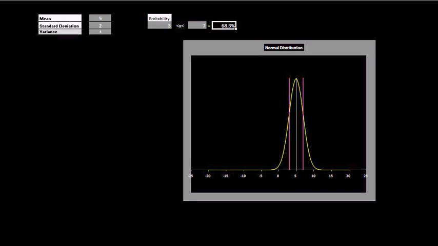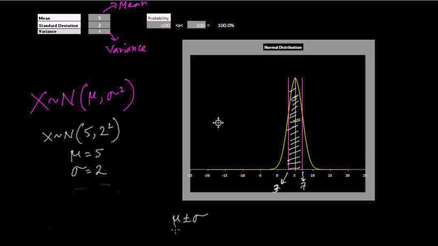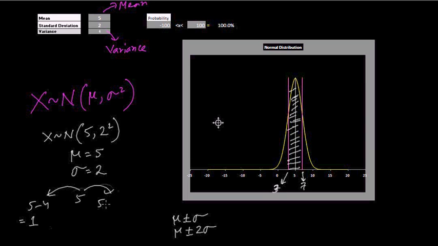Then if we talk about 2 steps, it will be mu plus minus 2 sigma. So if mu is 5, minus 2 sigma is going to be minus 4. 5 minus 4 is 1, and mu plus 2 sigma is plus 2 into 2, which is 4, so that is going to be 9. So 1 is going to be somewhere around here, and 9 is going to be somewhere around here. Now if you want to find the area from 1 to 9, it is going to be like this. This is a bigger area, and this is actually more than 90%.